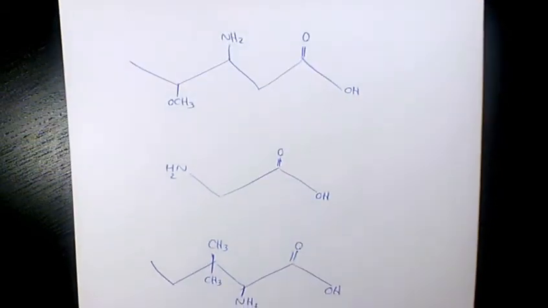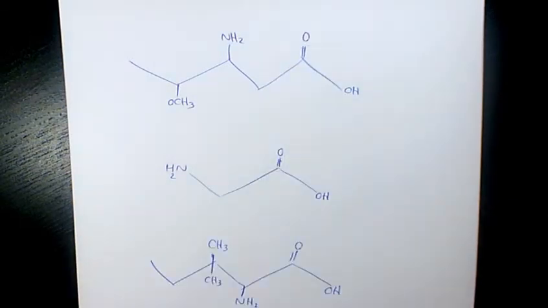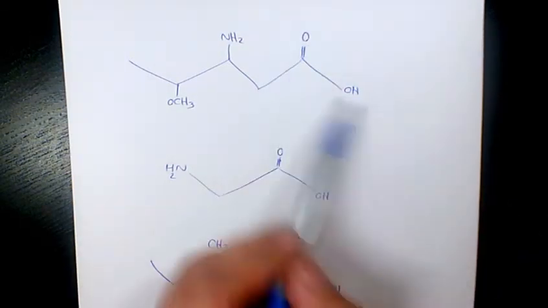Welcome to another video. In this video I want to name 3 different organic compounds. All 3 of them are carboxylic acids, which means each has a carbonyl group connected to an OH group, so that's why we have carboxylic acid.